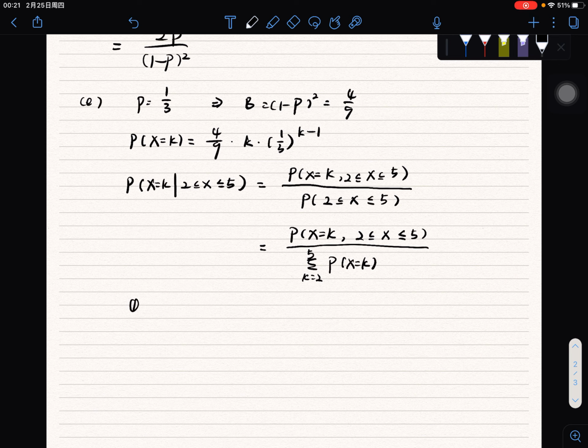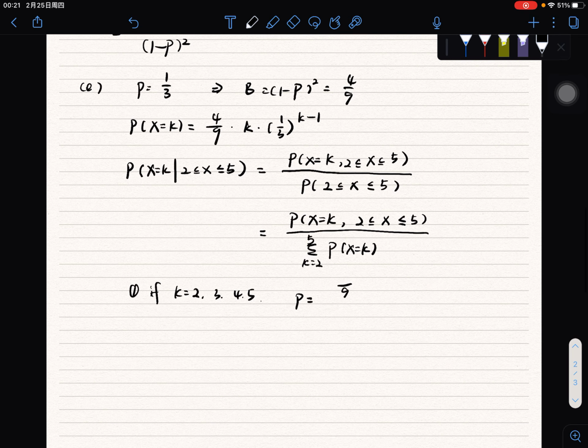And there are two situations. The first is if k equals 2, 3, 4, 5. And the probability will be here, the probability X equals k. And we can calculate this number. It equals 0.5377.